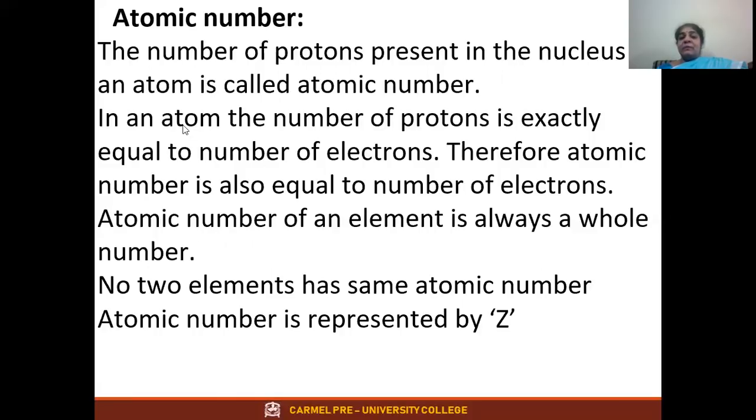Okay, so we got to know the new term atomic number. So what is atomic number? It is the number of protons present in the nucleus of an atom, but the number of protons is equal to the number of electrons. Therefore, atomic number of an element is equal to the number of electrons present in the element. No two elements will have the same atomic number, and we represent atomic number using capital Z.